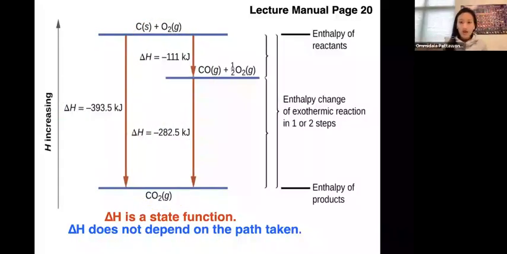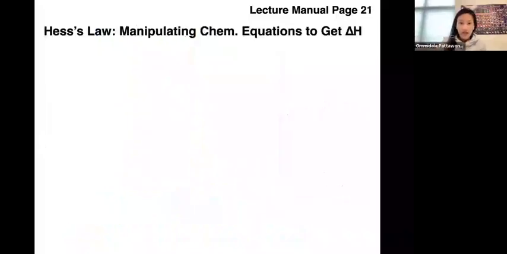So we are going to use this concept that the overall enthalpy change for the reaction is going to come from the summation of each individual step that is related to this reaction, right? So we're going to use Hess's law, which is what we know as Hess's law, to help us manipulate other types of reactions. Okay, so let's take a look at this.